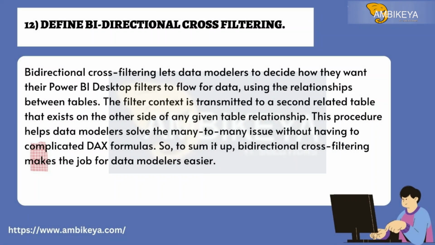Question number 12. Define bidirectional cross-filtering. Bidirectional cross-filtering lets data modelers decide how they want their Power BI Desktop filters to flow for data, using the relationships between tables. The filter context is transmitted to a second related table that exists on the other side of any given table relationship. This procedure helps data modelers solve the many-to-many issue without having to use complicated DAX formulas. To sum it up, bidirectional cross-filtering makes the job for data modelers easier.